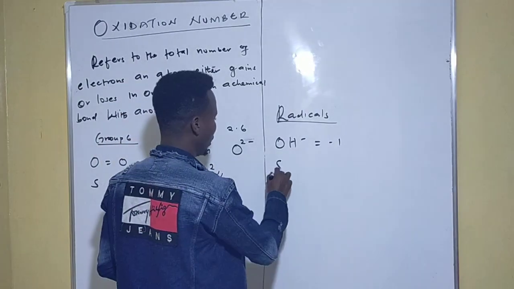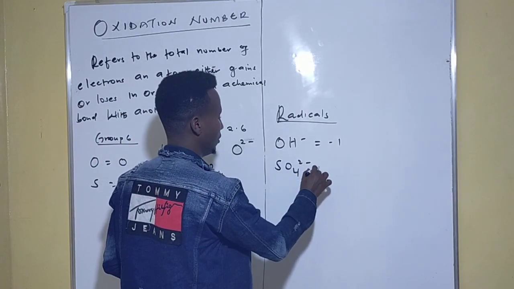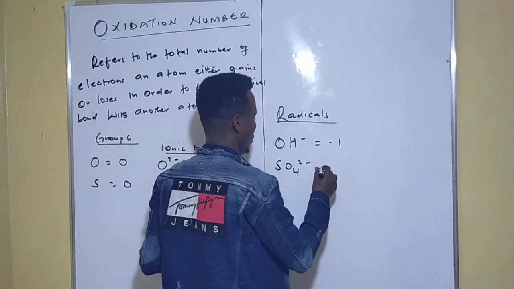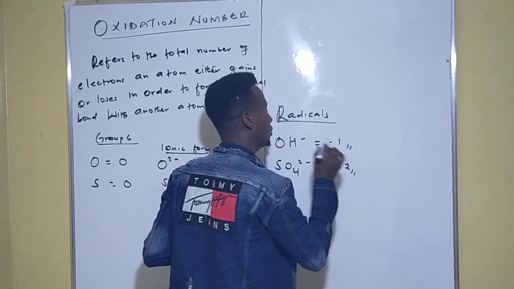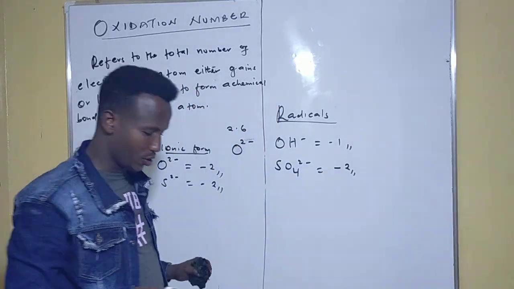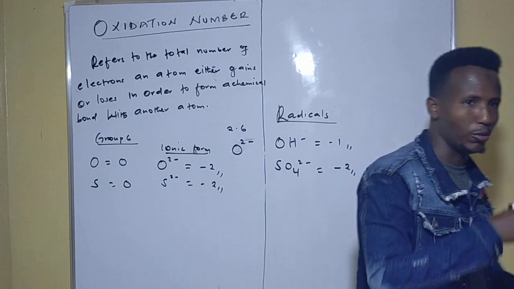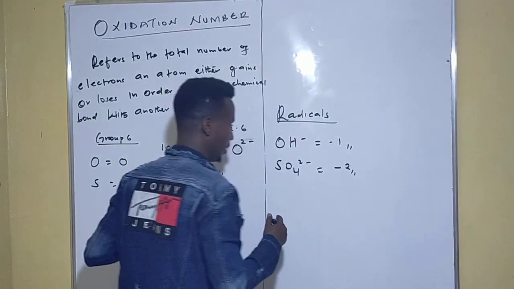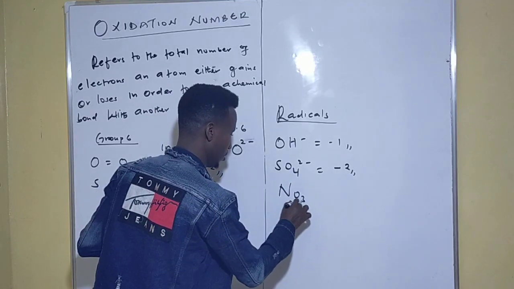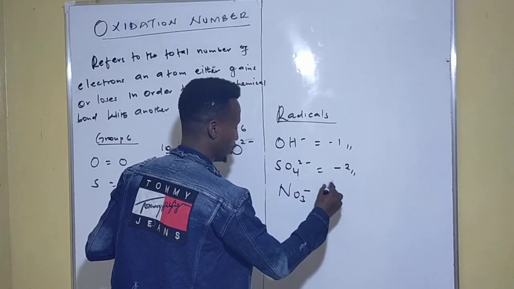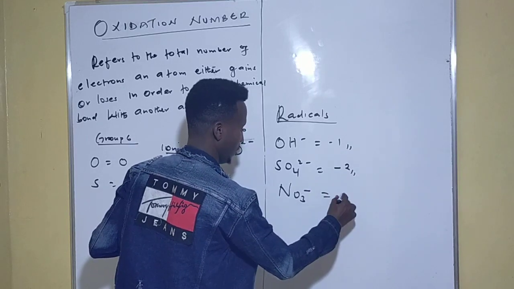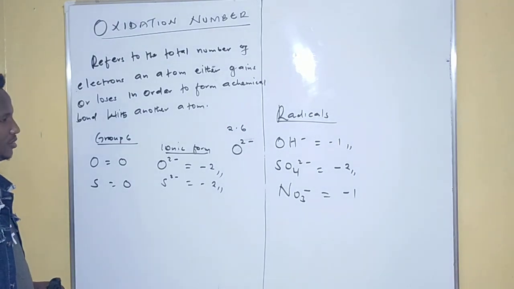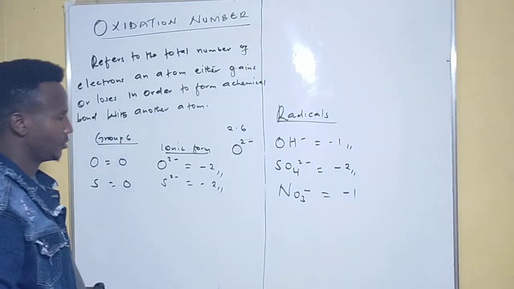Okay. Let me also write for you sulfate. Sulfate is written as SO4, subscript 4, then power negative 2. So the oxidation number will be negative 2. Because you see there, the oxidation number of any radical is the charge on top of that radical, yeah? Just understand. Okay? Can I take nitrate? Nitrate. So the oxidation number is what? Is negative 1. Okay? Just understand that, please.